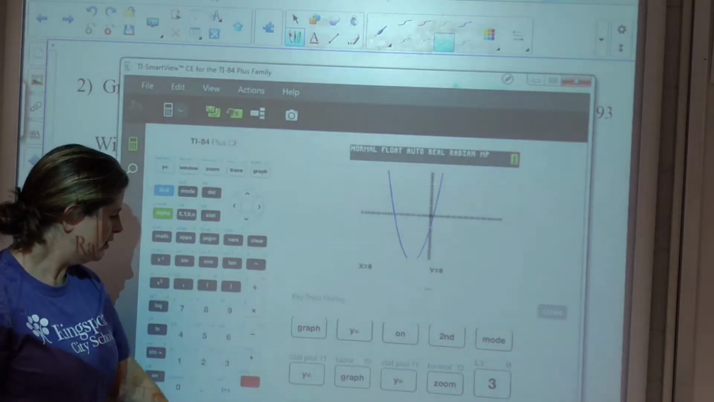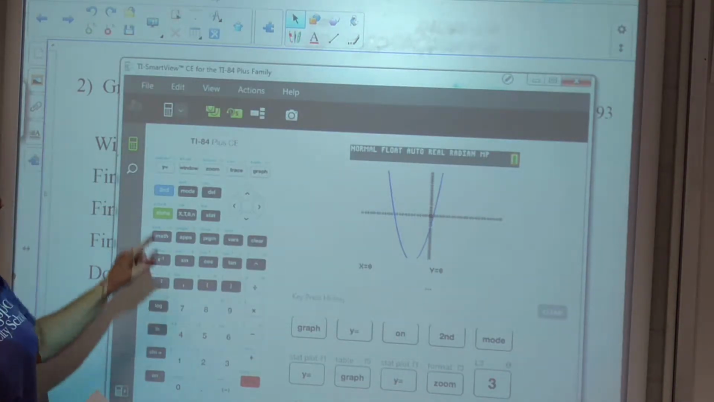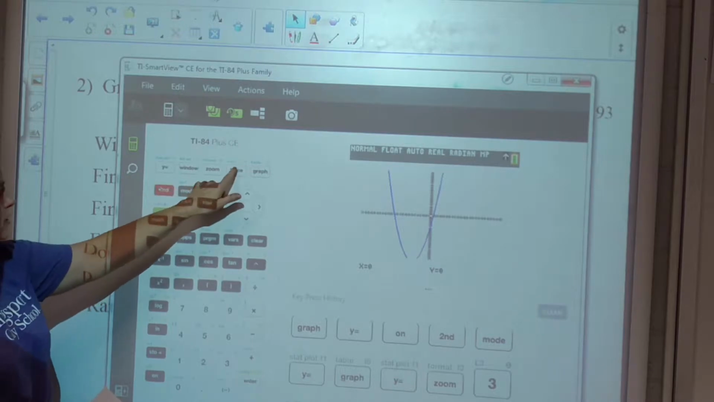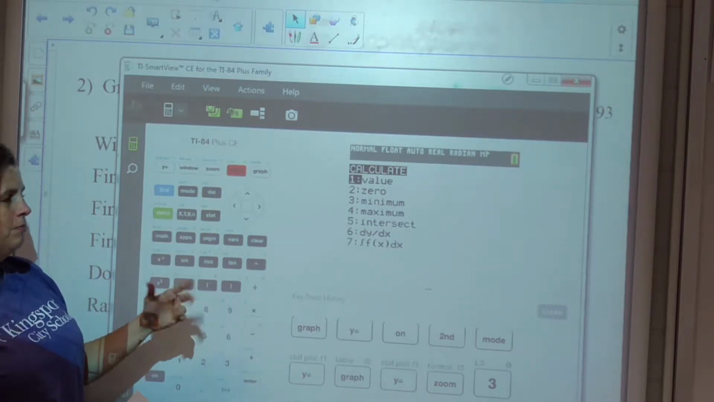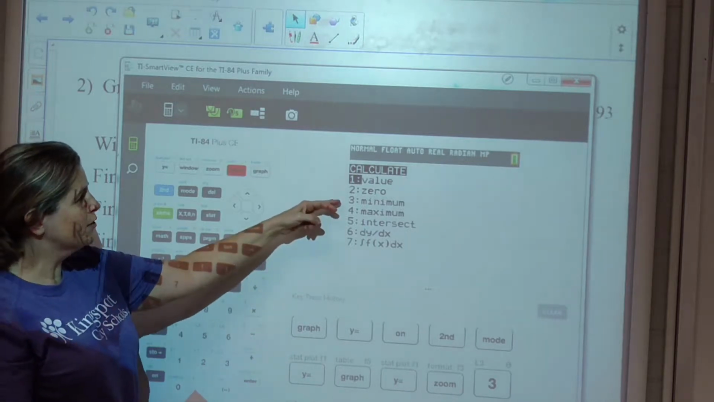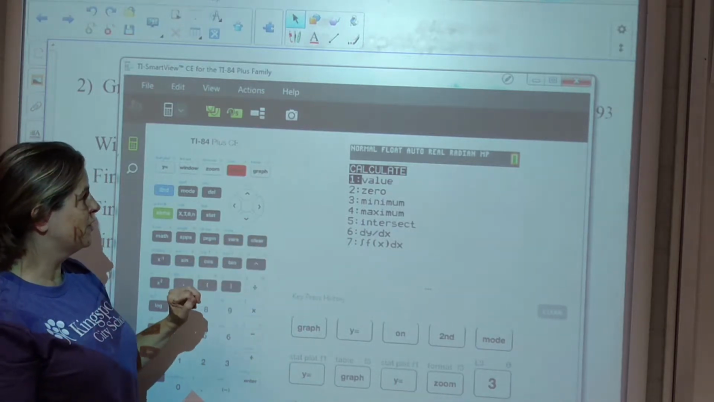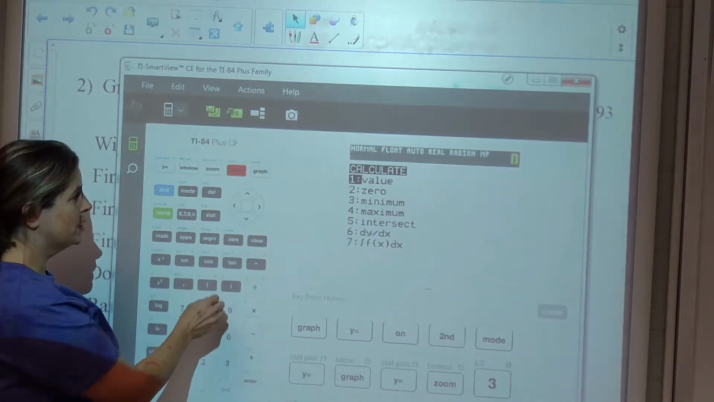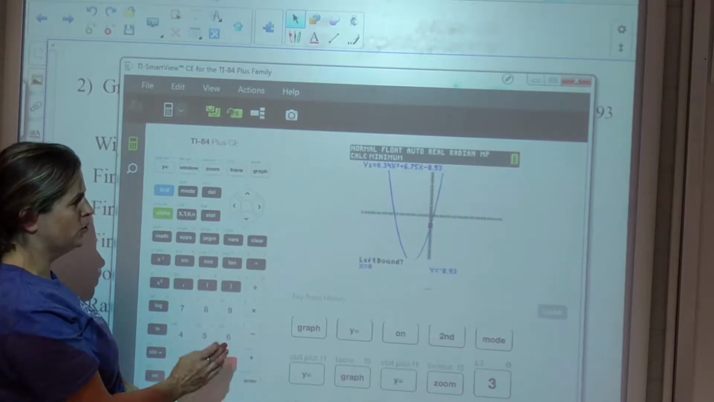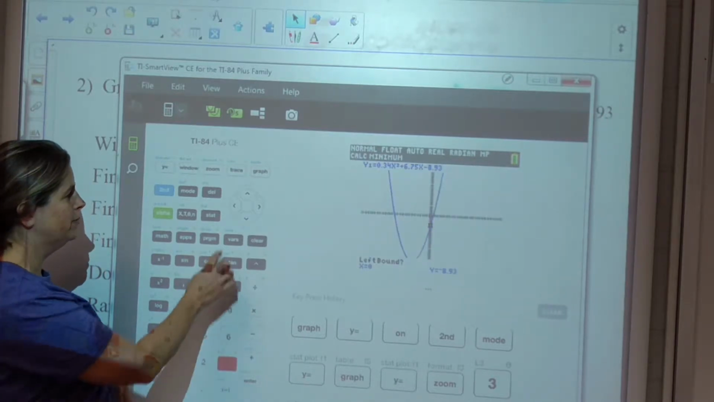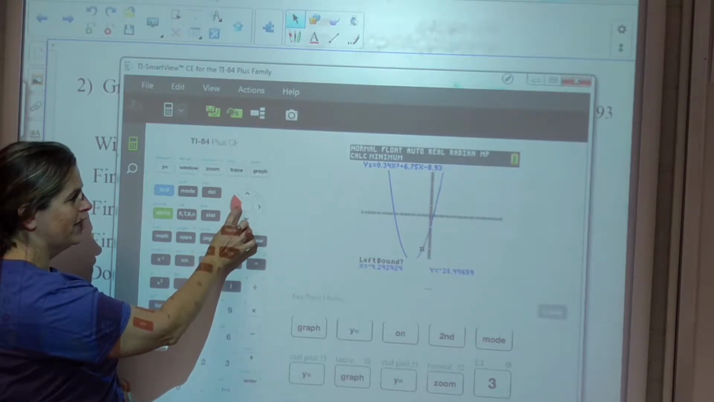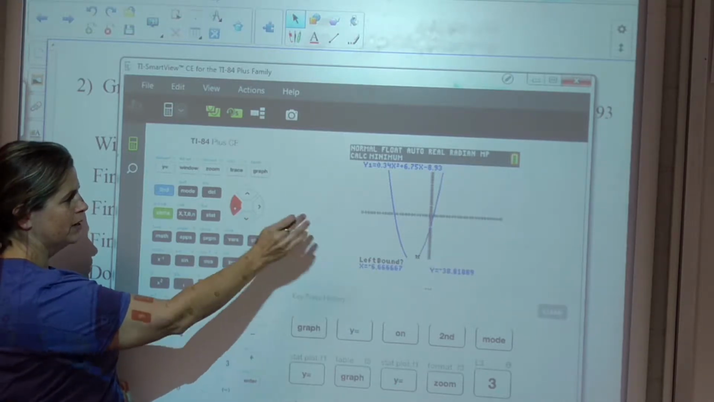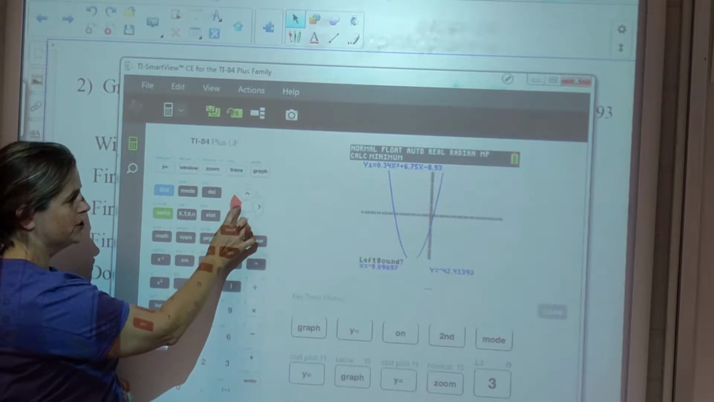When I go look at that then, I am going to go second, trace, and that pulls this big list of stuff up. I'm either going to do a minimum or a maximum to find the vertex. Since we said minimum, we'll hit the minimum key. You can just press the number if you want, and you're going to go to the left side of that vertex. Right now I'm up on the right side, so just watch that cursor.